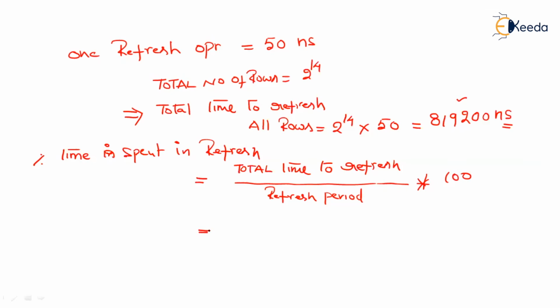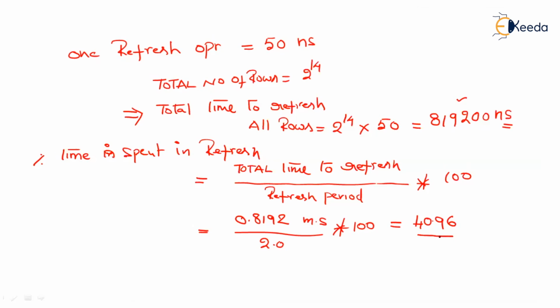That is equal to total time to refresh all the rows, which is 819200 nanoseconds, but we need to convert into milliseconds. So what we'll do is 0.8192 milliseconds divided by 2 milliseconds into 100. That will give you 40.96.